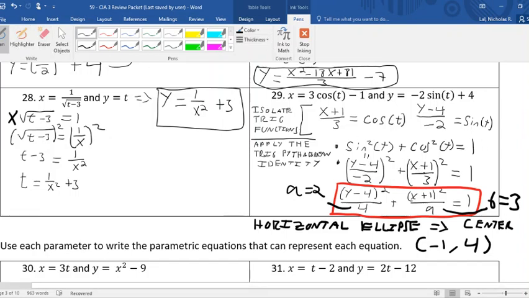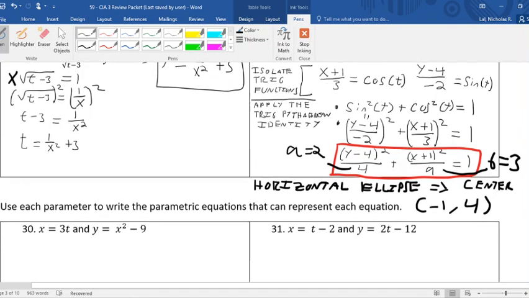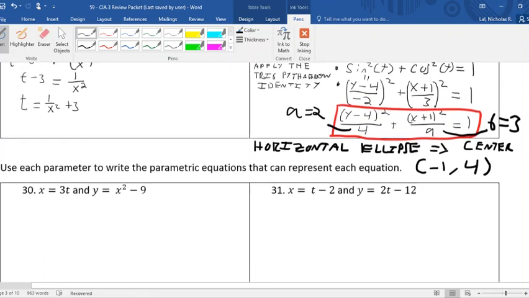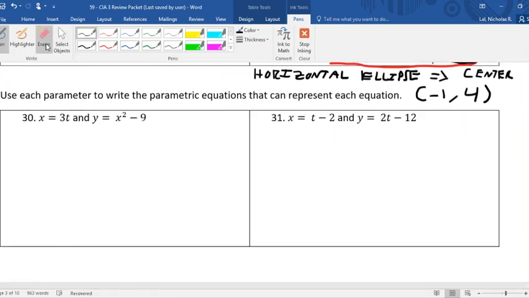Okay, so let's go to 30 now. Use each parameter to write the parametric equations that can represent each equation. X is equal to 3t, and y is equal to x squared minus 9.